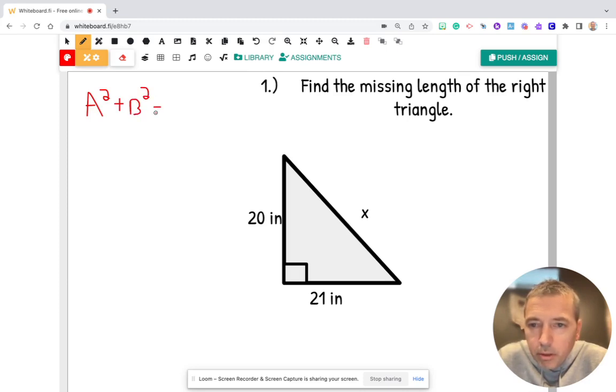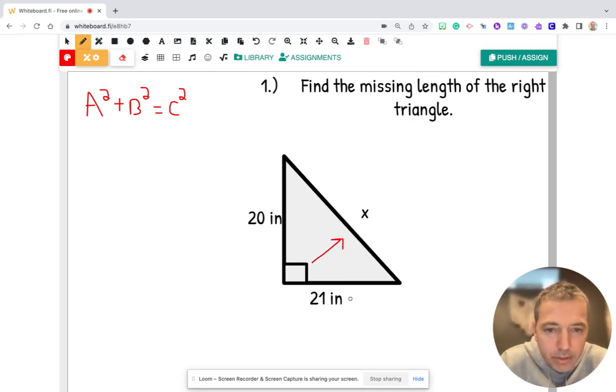So I always write the formula. Once I write the formula, I want to go over to the triangle and I want to label it. So the most important side to label is the hypotenuse, side C. So side C is always going to be the one across from the right angle. Sometimes I'll put a little arrow on there reminding me it's the one across from the right angle. And that one is always going to be side C. It's the one that's not touching the right angle.